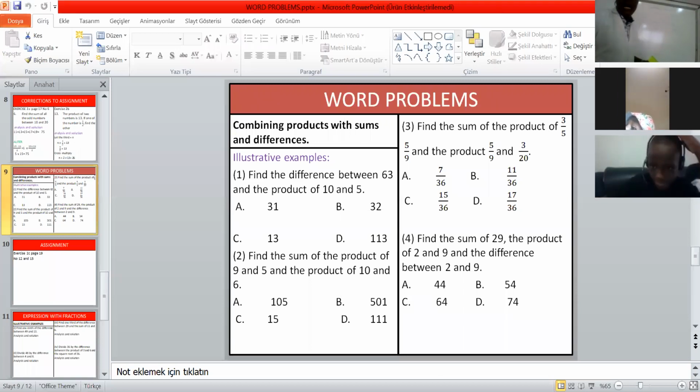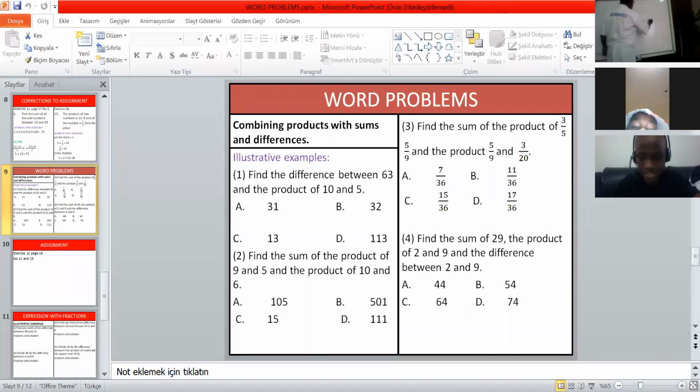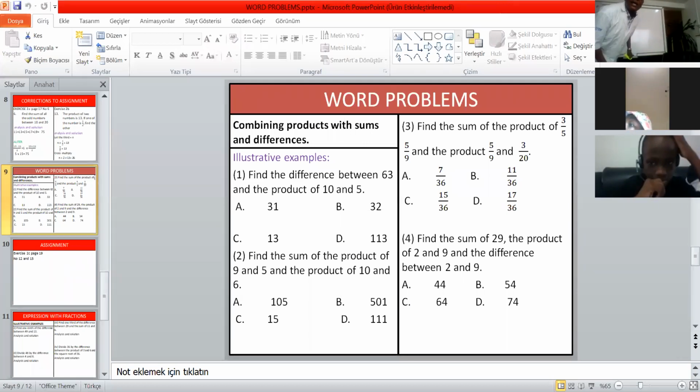The product of 3/5 and 5/9 is what? This is it. Products. The product is what? 3 over 5 times what? 5 over 9. So we can reduce this. If you reduce this, you obtain what? This one slice is 1. This one is 1. So this one is what? 3. So I obtain here 1 over 3. That's for the first product.